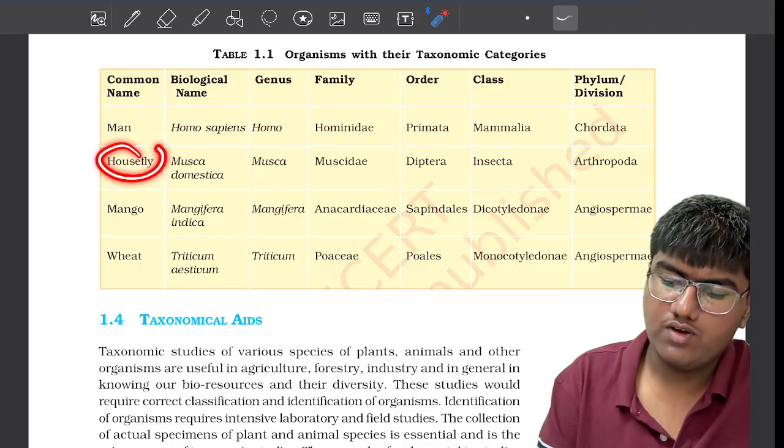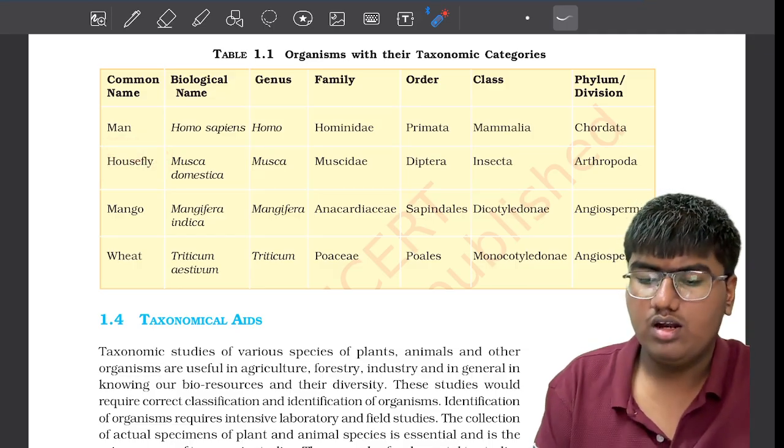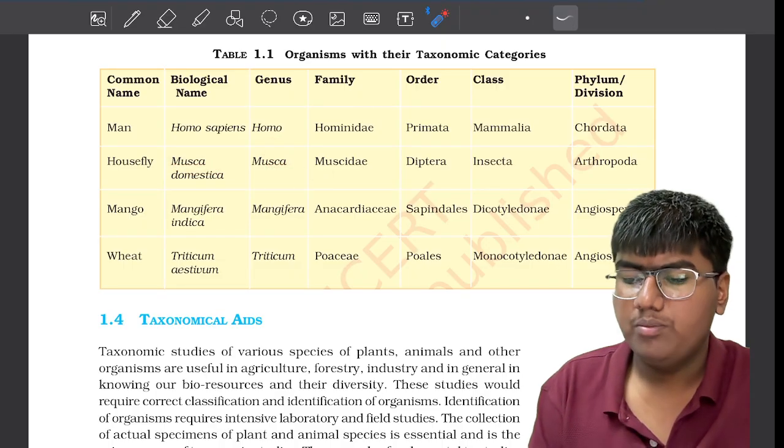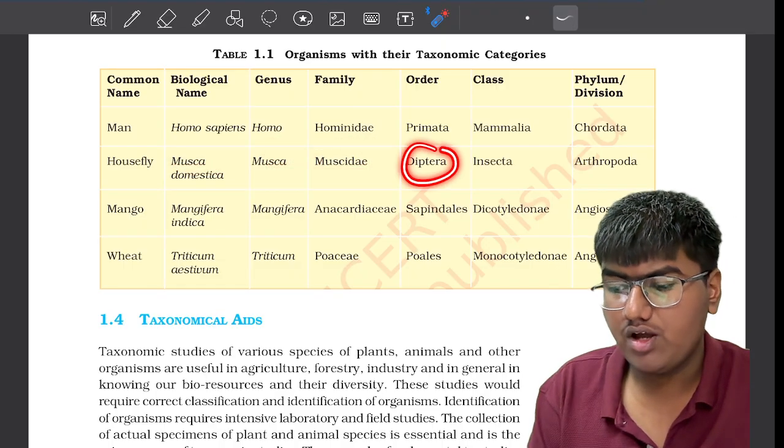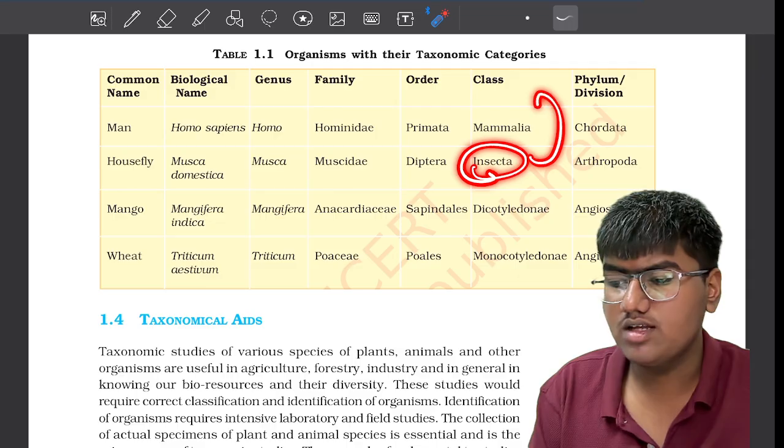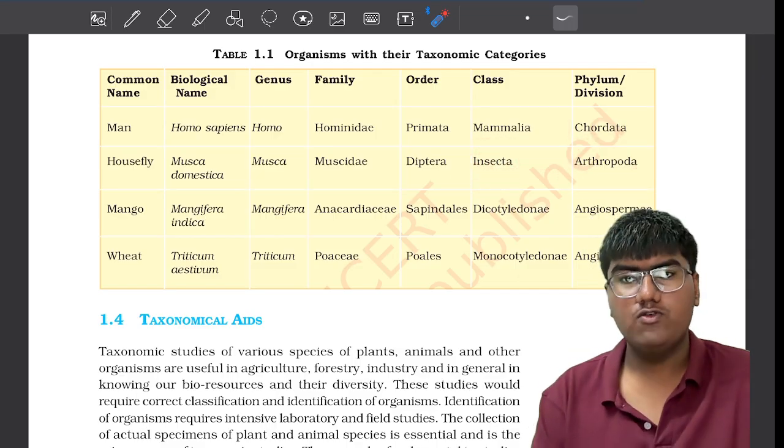Next is housefly, Musca domestica. Here again, the first word is genus. Muscidae is the family. Diptera is the order. Insecta is the class. Arthropoda is the phylum.